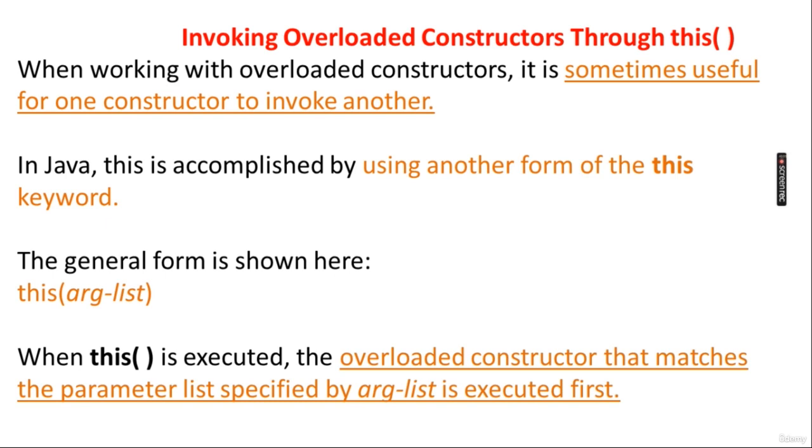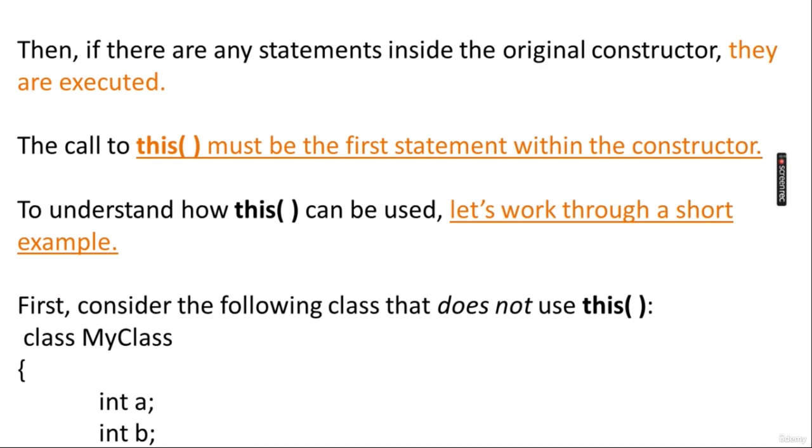When this is executed, the overloaded constructor that matches the parameter list specified by the argument list is executed first. Okay, so whichever overloaded constructor exactly matches the argument list is executed first. Then if there are any statements inside the original constructor, they are executed. The call to this must be the first statement within the constructor. Okay, so whichever constructor you are invoking, the call to this must be the first statement. To understand how this can be used, let's work through a short example.